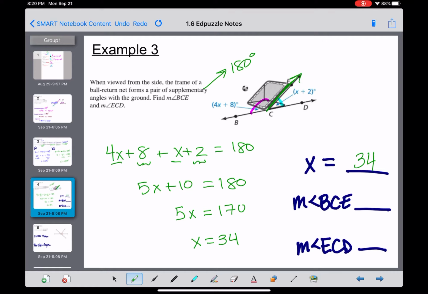To find angle BCE, I'm going to plug x into 4x plus 8. So I have 4 times 34 plus 8. 4 times 34 is 136, plus 8 is 144. To find the measure of angle ECD, I'm going to plug it into x plus 2, which is 34 plus 2. That total is 36. And I can always do a self-check since this is supplementary. When I add together 144 and 36, I should get 180, and in fact, I do.